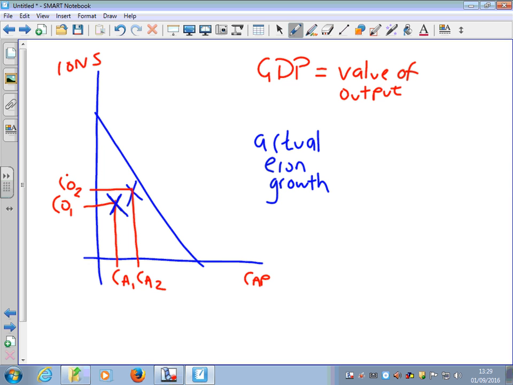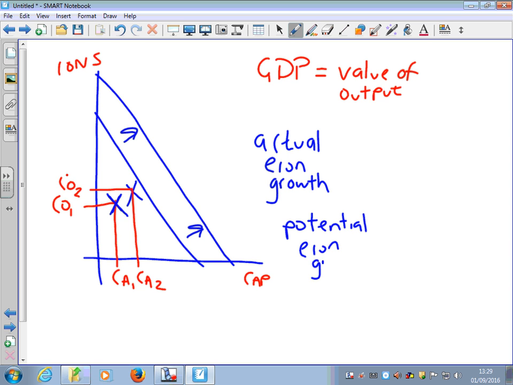Now, what economists can also do, as we looked at a few minutes ago, is this. We call this potential economic growth. And all this now means is that the economy's got a bigger potential. Its factor endowment has increased. We've got more resources and/or we've got better resources. We can now produce more consumer and more capital goods.